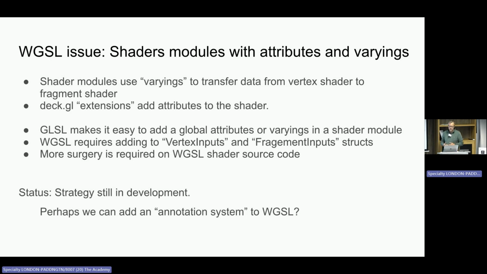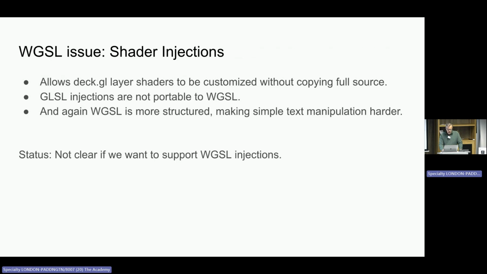But in WGSL, these have to be parts of some structures, which by convention we call vertexes. So now instead of just injecting a line of code somewhere, you have to create code that goes in and splices these new things into the structures. So there's a lot more surgery required on WGSL shader code to implement a strong module system. The strategy is still in development, and I mentioned this idea of an annotation system for WGSL.